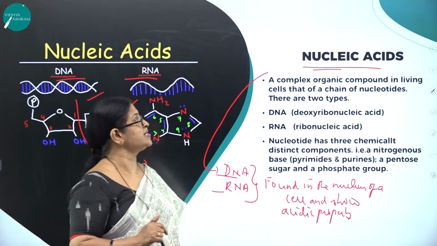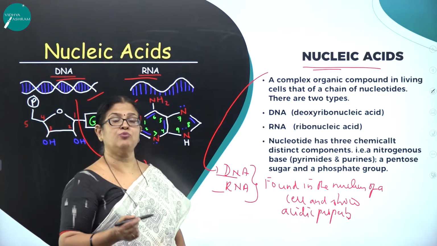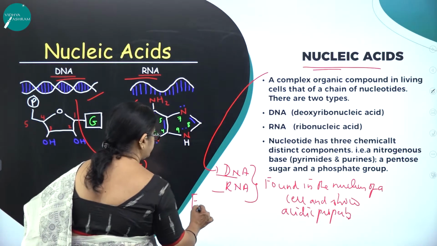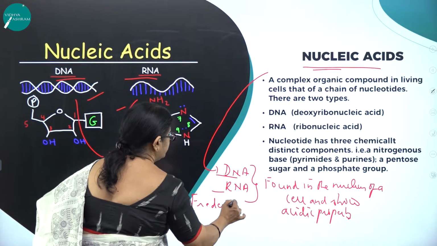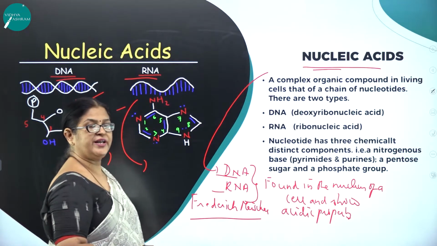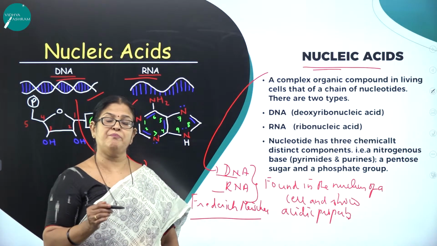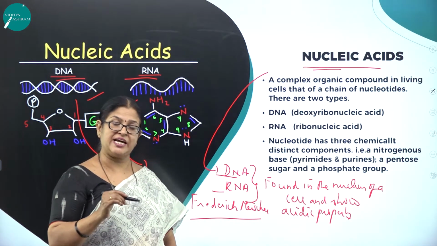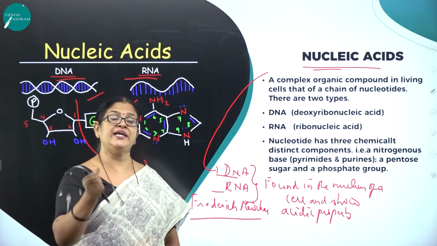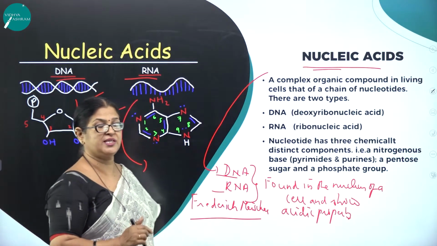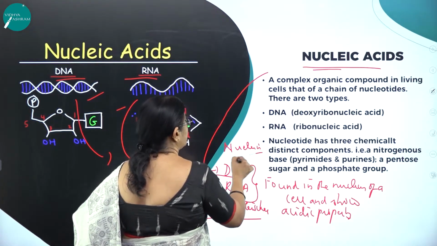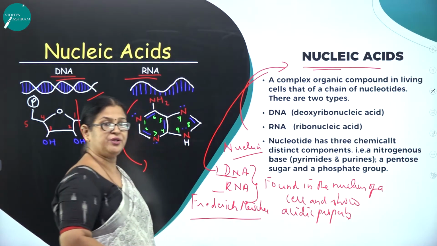Now let us understand what this nucleic acid is. The word nuclein was coined by Friedrich Miescher. When Friedrich Miescher subjected hospital bandage pus cells to certain digestive enzymes, one part of the cell remained undigested, and he named that undigested part of the cell nuclein. And that is how the word nucleic came into existence.